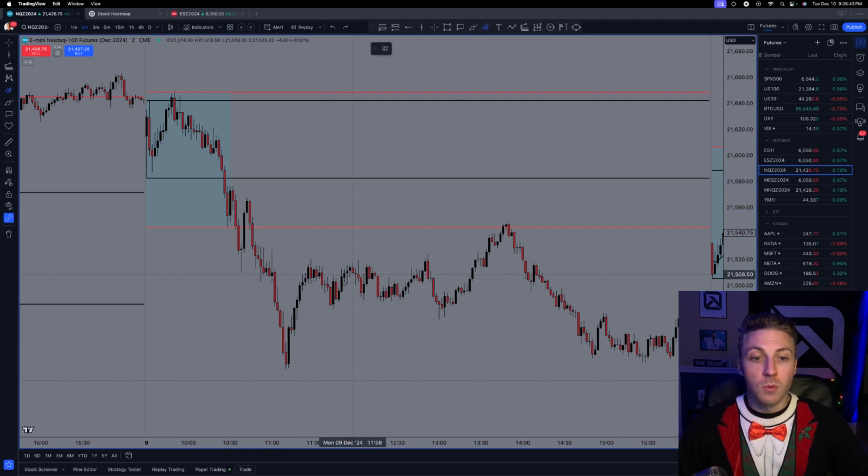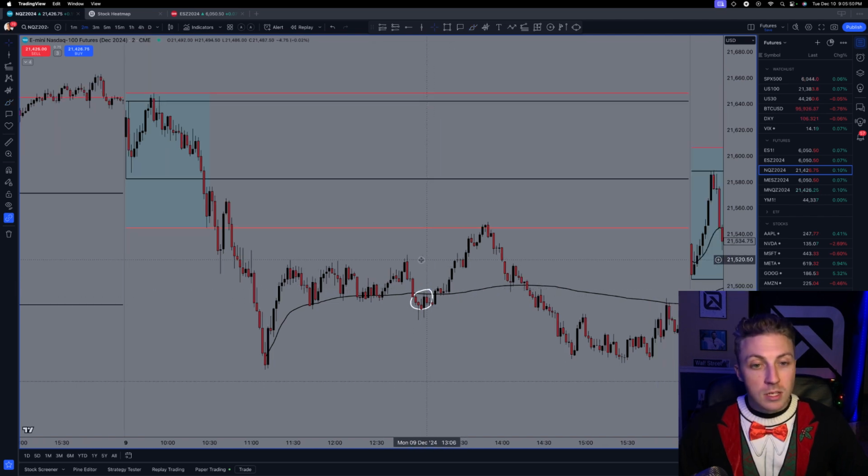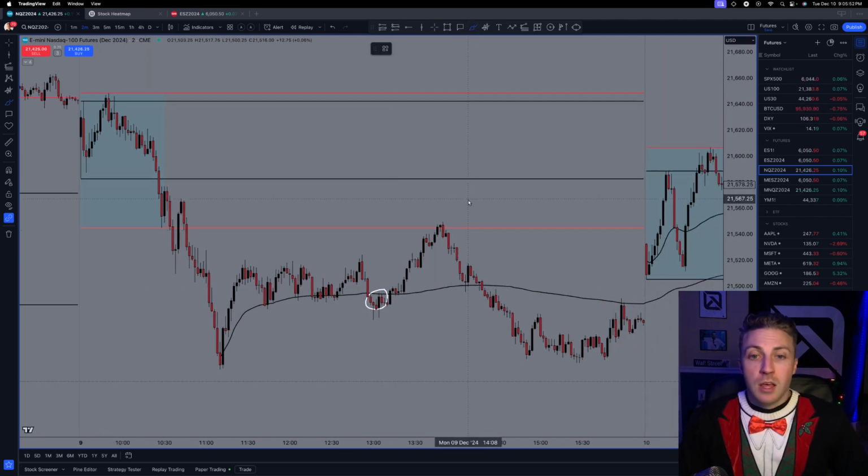Same thing, we put on the lower day VWAP. Could we have taken the break here on the lower day? You could, but what is it not off of? It's not off a key level. This one's off a key level of initial balance low.